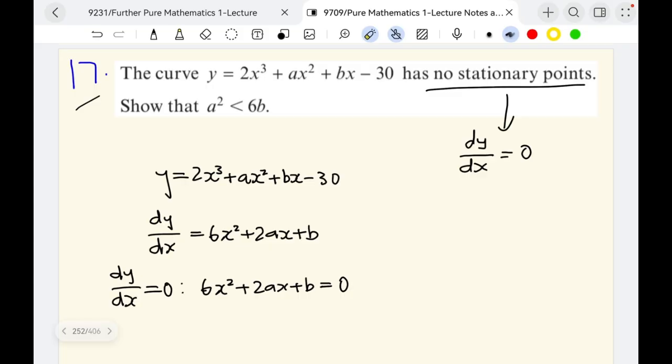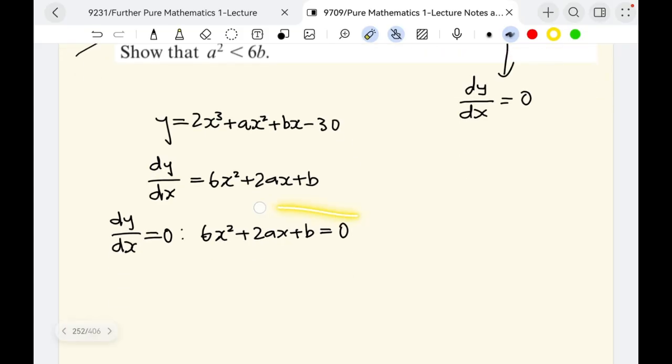So, this statement has no stationary points, which means that this equation does not have real solutions. So, relating to the quadratic equation not having real solutions, we have to think about what? The answer is the discriminant.